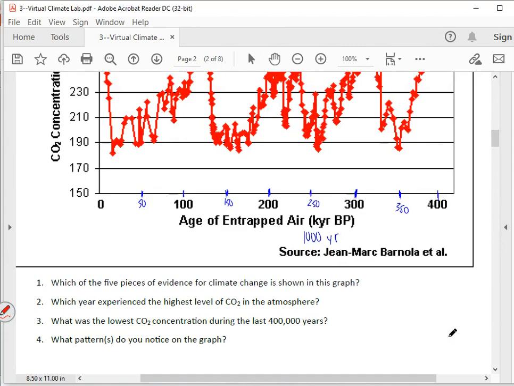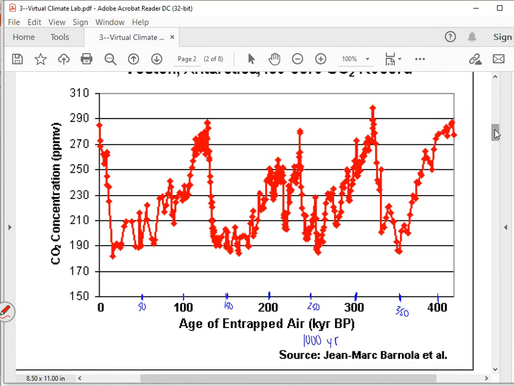Number 2 says, which year experienced the highest level of CO2 in the atmosphere? So I'm looking for a year, or how many thousands of years ago. What you need to do is find the highest point, which is going to be right here. And then you need to go straight down and figure out where that is. So you can see I get to about right there.